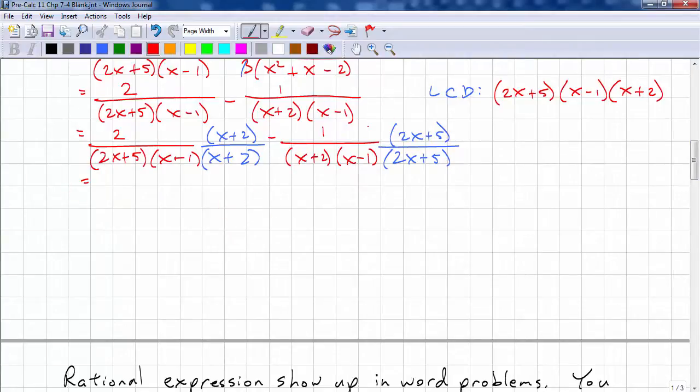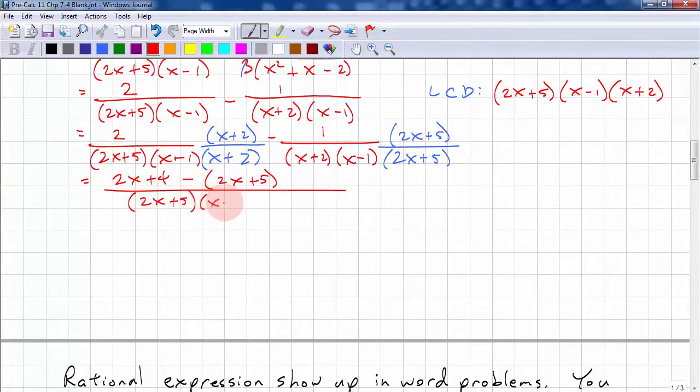And we expand the numerator. We leave the denominator alone. This is 2x plus 4 minus 2x plus 5. Put it in brackets. That way you don't get a negative sign error. And copy the denominator. And group like terms. 2x minus 2x, and that results in 0. So we have 4 minus 5, that's just negative 1.